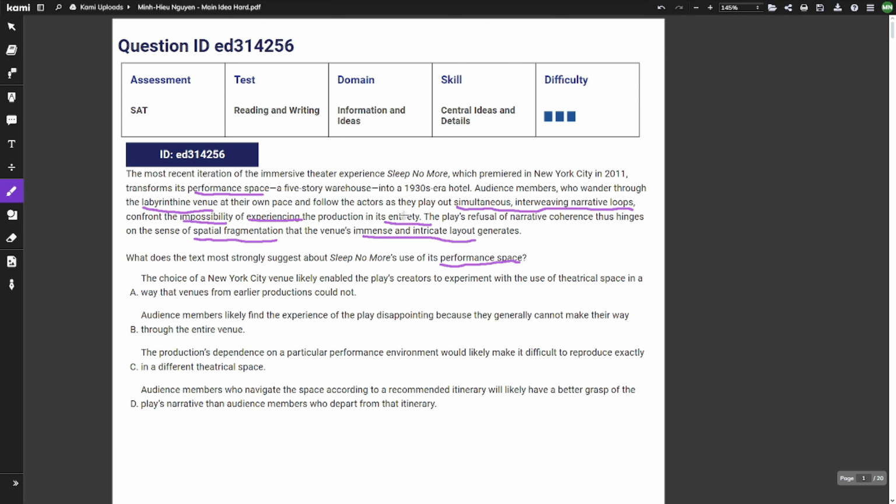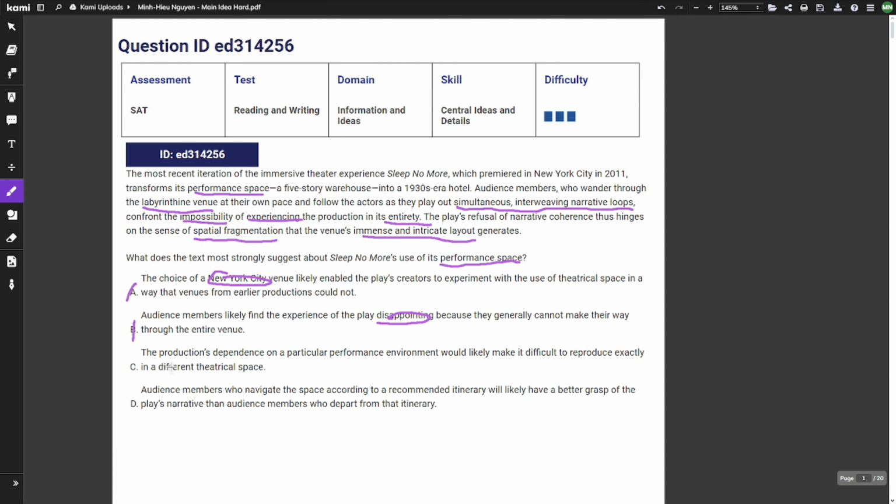Now let's look at our answer choices and see what would match that. A, the choice of a New York City venue. Well, the fact that it's in New York City isn't relevant at all, so it's not gonna be A. B, audience members find it disappointing? Well, not once does it ever mention them being disappointed, and if anything, it being super spatially fragmented would probably add to that experience because it's super cool.